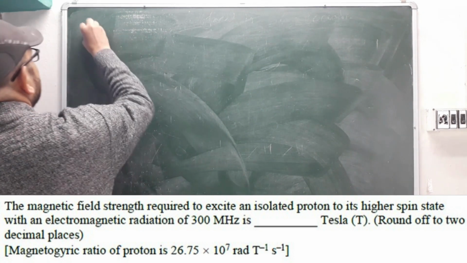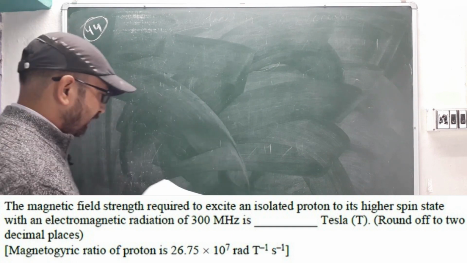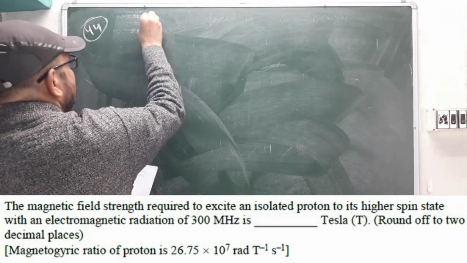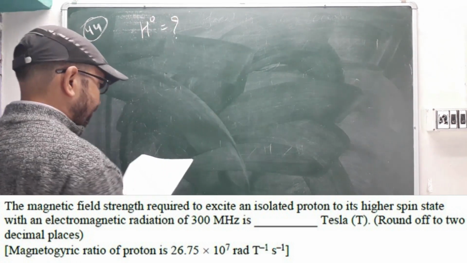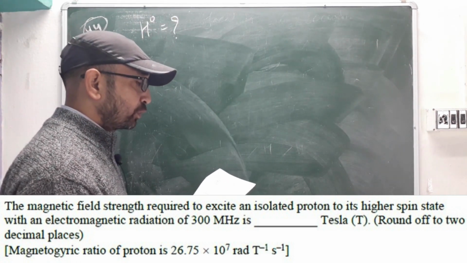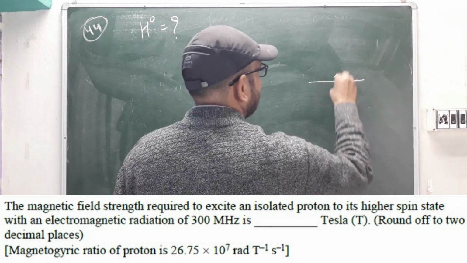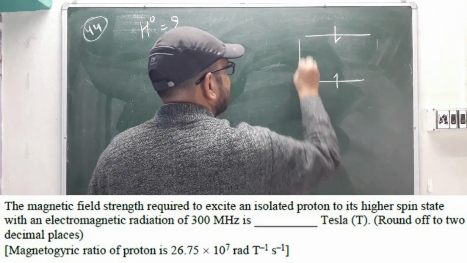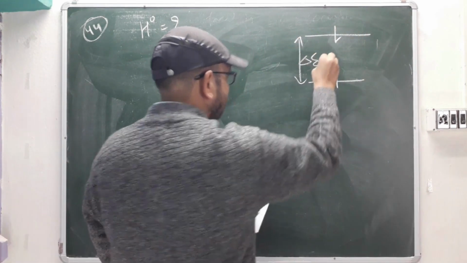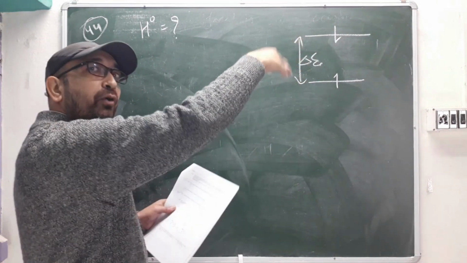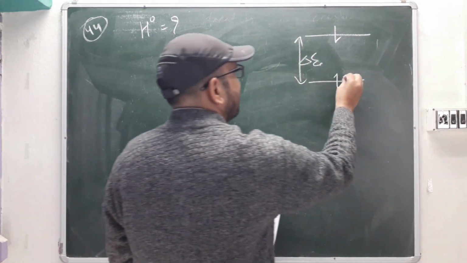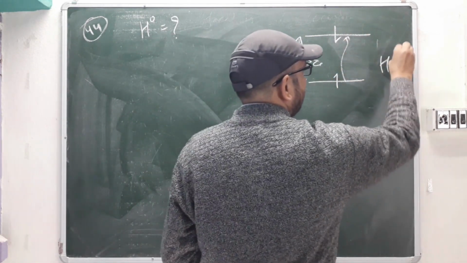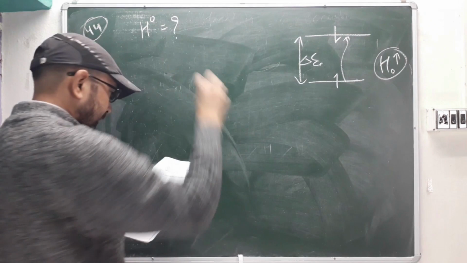So question number 44 in 2019, the magnetic field strength required. So they require magnetic field strength, means H0 they want. Excited an isolated proton to its higher spin state, means suppose here one electron is there and they want to excite it to this place, okay. This value they have given, delta E, just I'm drawing this problem with pictorial thing, okay. They want from here to here, okay. So for that, this applied magnetic field, how much it is required, that they are asking, okay.